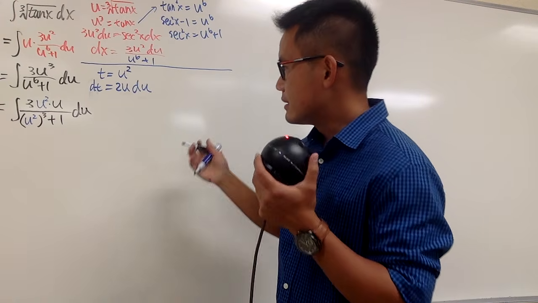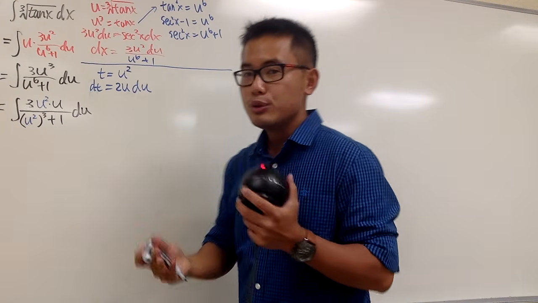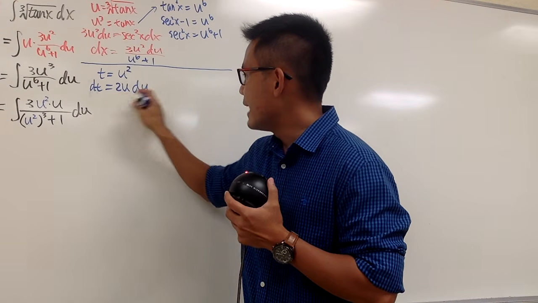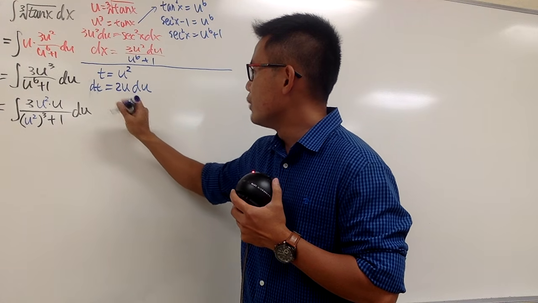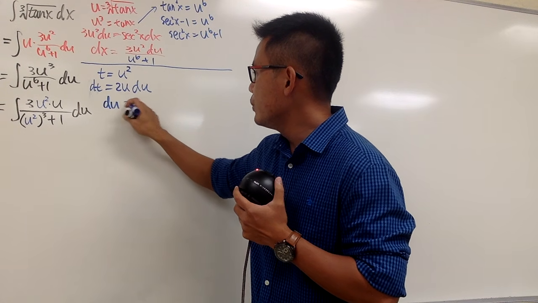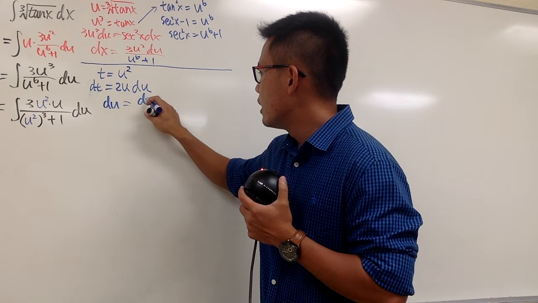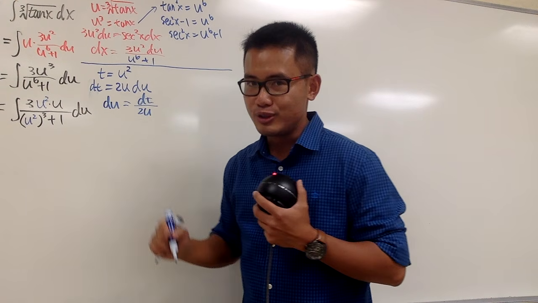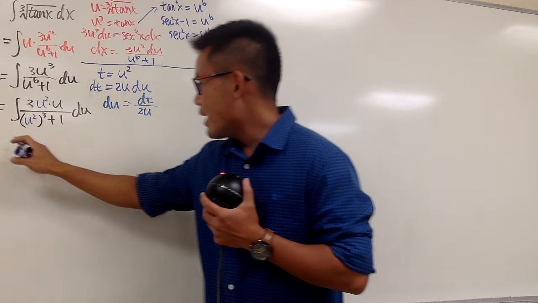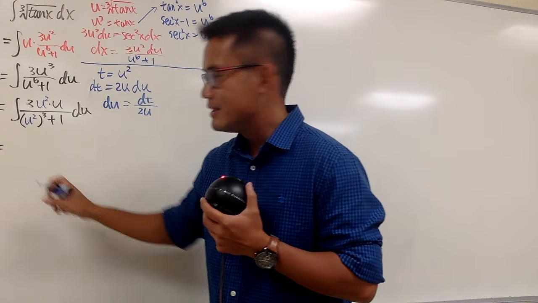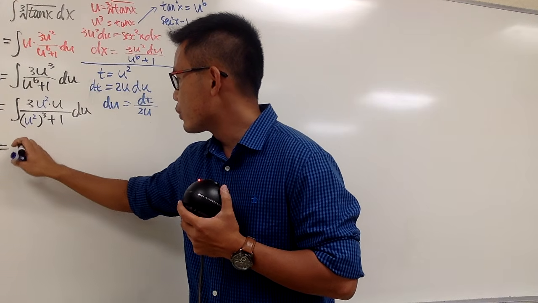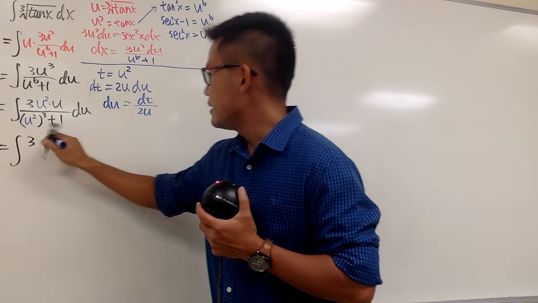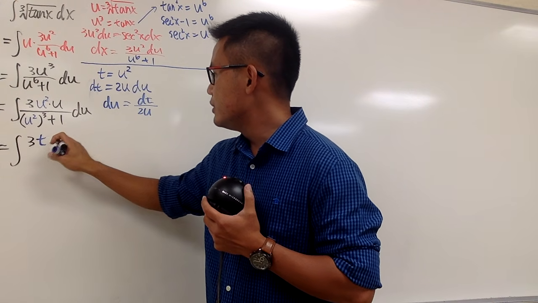And let's see. Right here, I usually like to show my students to do the cancellation. So I would like to isolate the du. Let me divide by 2u on both sides. In other words, we get du equal dt over 2u. And then this u and that u will cancel each other out nicely. All right, now, what do we have? This is going to be the integral, the 3 stays, and the u squared is the t, so let me just put it down. And then this u stays.